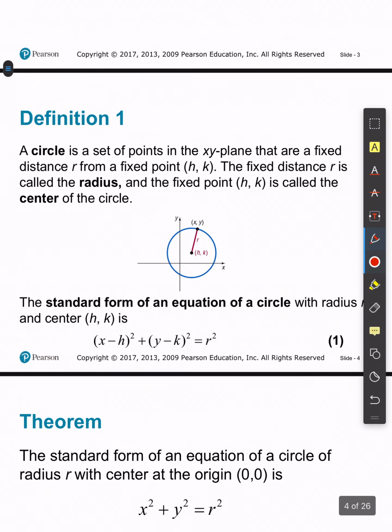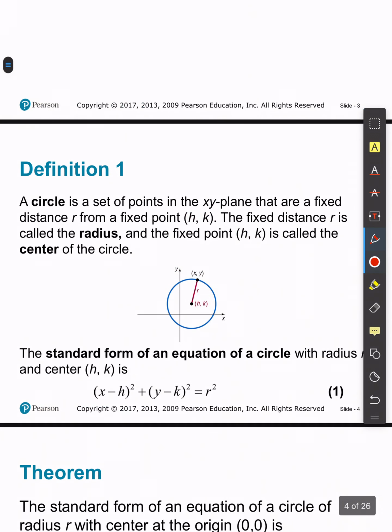Okay, so first of all, let's look to see what the definition of a circle even is. A circle is a set of all points in an xy plane that are a fixed distance r, standing for radius, from a fixed point h, k. So notice that in our definition for a circle, h, k is the center. The fixed distance r is called the radius. The fixed point h, k is called the center.